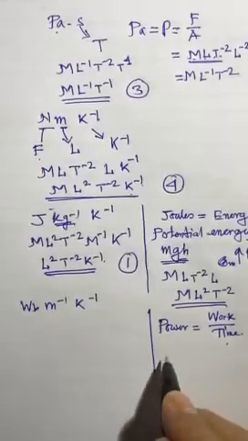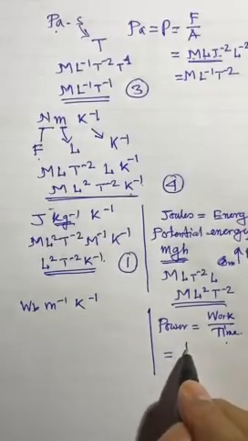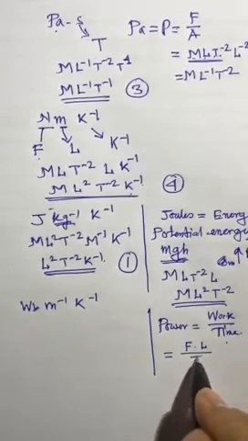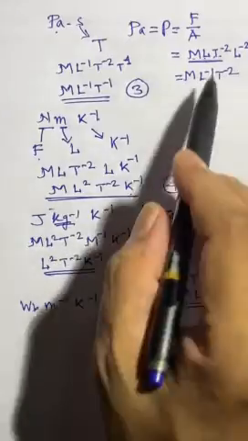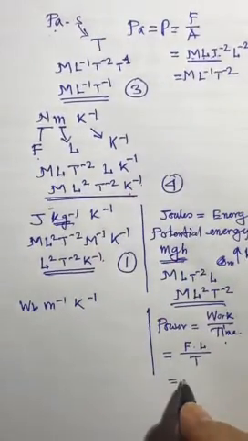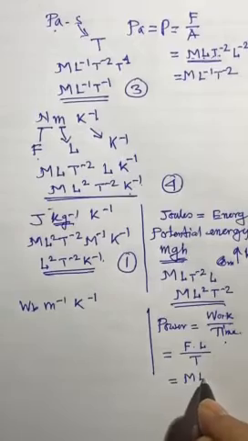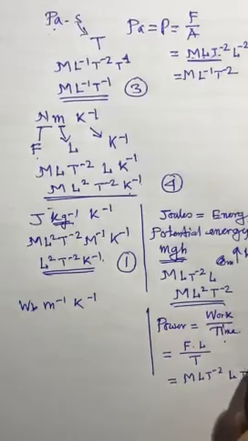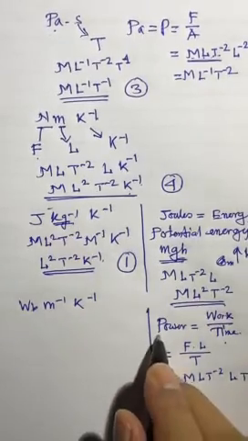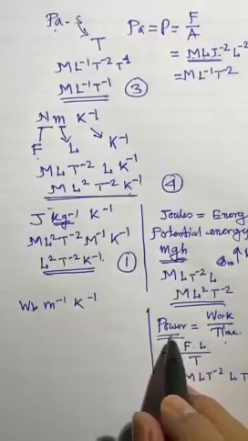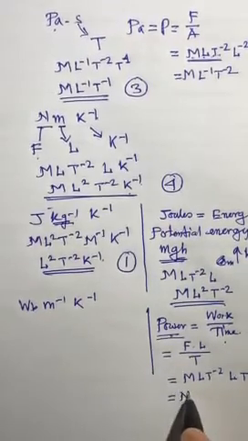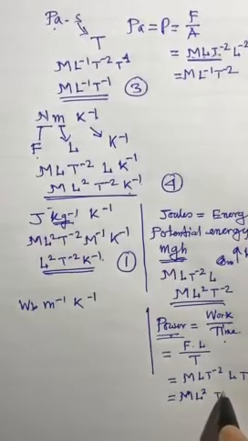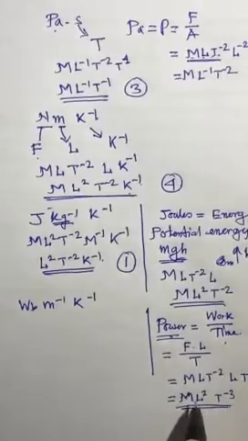So now work, again, is force into distance. I am putting the dimension here, L by time t, and force, we have seen, is m l t to the power minus 2, mass into acceleration. So if you put this way, m l t to the power minus 2 into L into t to the power minus 1. So we are finding out the dimension of power. It is coming m L square t to the power minus 3. m L square t to the power minus 3 is the power.